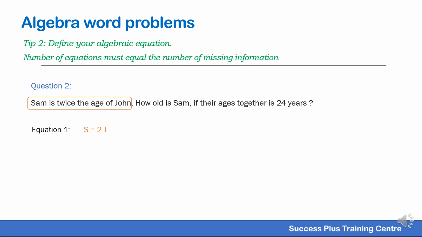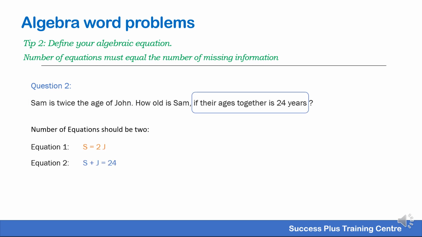So we need to look for another phrase that we can convert into an equation. This phrase is if their ages together is 24 years. Now you should know that equals S plus J equals 24. Now I have two missing information and two equations. This means I should be able to solve my algebraic equations to find the missing information.